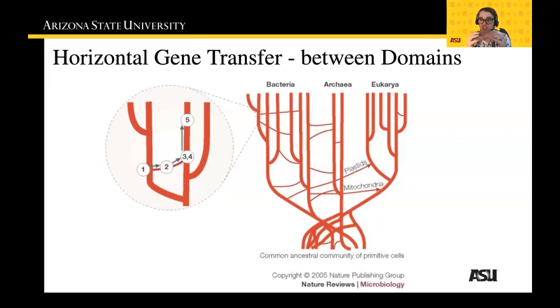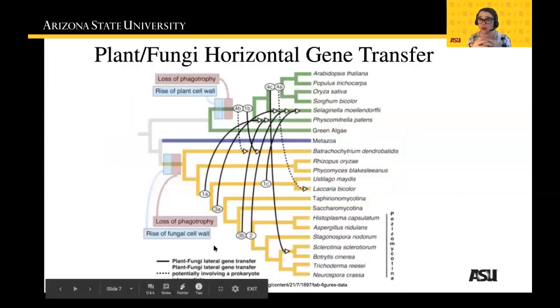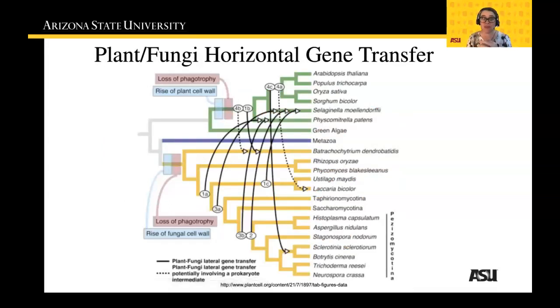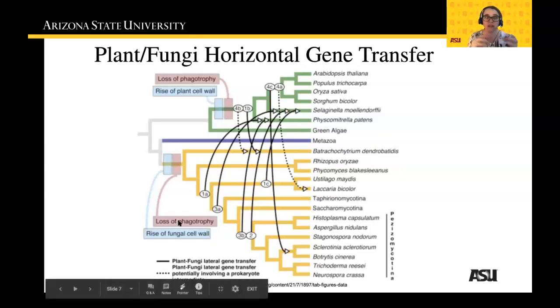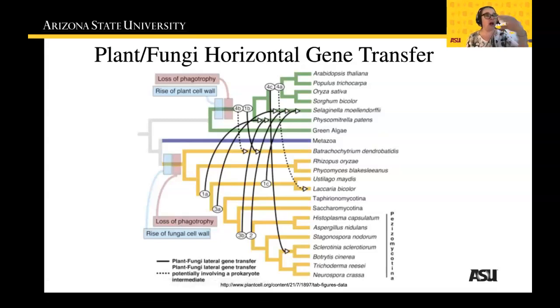So horizontal gene transfer occurs between domains. It also occurs within a domain. So even within a kingdom, this is between kingdoms of plant and fungi, right? We have fungi and plants that are intermingling their DNA laterally or horizontally, so that one loss of phagotrophy occurred in fungi and also occurred in plants in that homoplastic or homoplasy way.